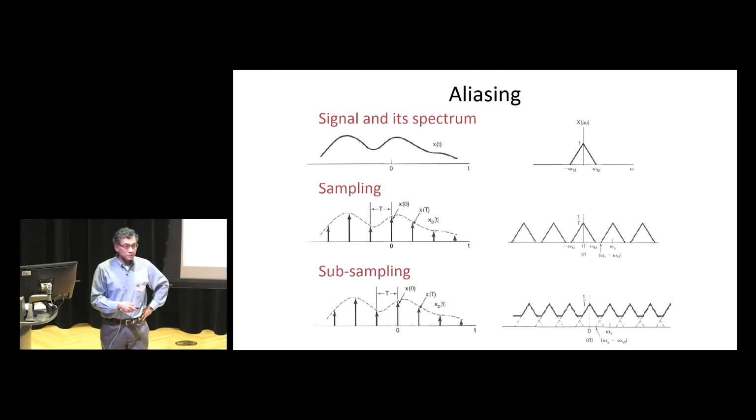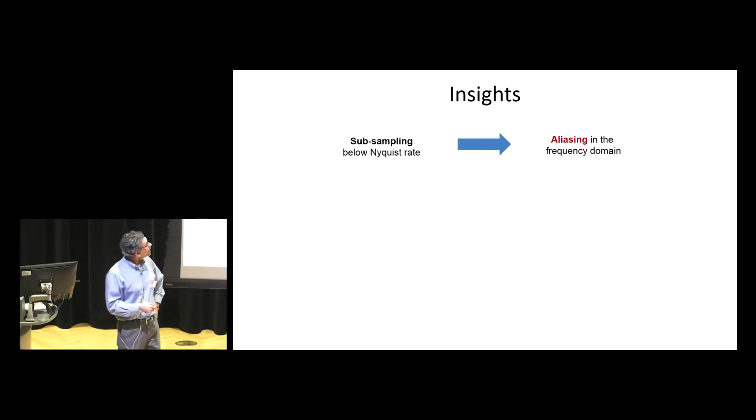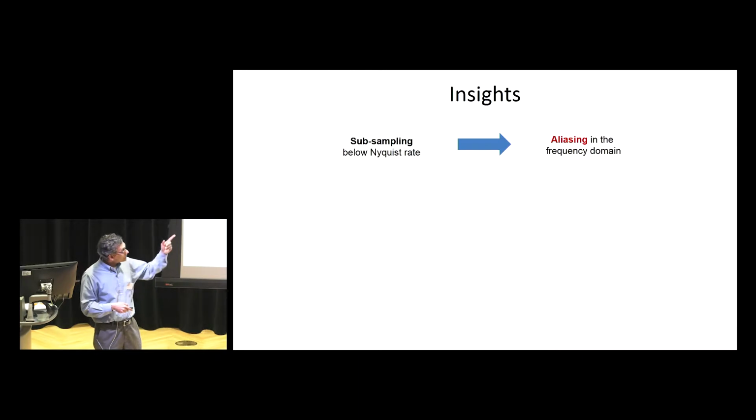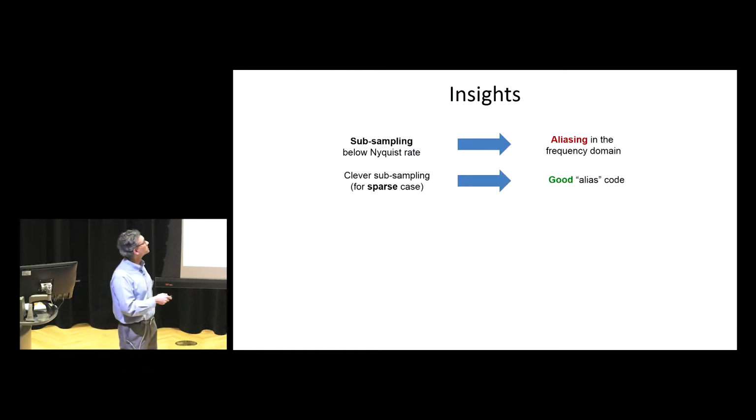But if you subsample, you will have what's called aliasing, because you have mixing of the frequencies, and you are sort of irreparably damaged. You can never get the original spectrum back. So this is what we have learned, right? So this has told us to avoid aliasing at all cost. Well, the insights I'm going to give have to do with subsampling below the Nyquist rate, meaning daring to go below. It will result in aliasing in the frequency domain.